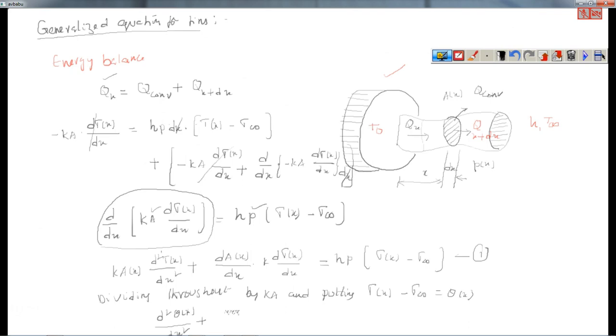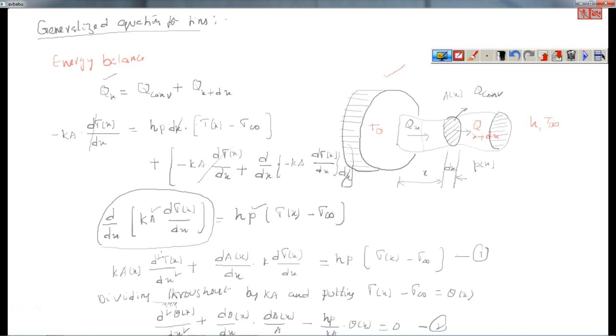d theta of x divided by dx into, if I divide by Ka, what will happen? K will get cancelled, therefore dA of x divided by dx, and if I bring this hp of T(x) minus T infinity, which is nothing but theta x, towards the left-hand side, this is equal to minus hp divided by Ka into theta of x equals 0. This is the generalized equation.